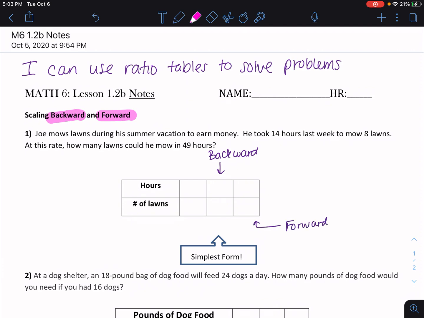And then you can see that it says here that this right here should be simplest form. So we are going to be using greatest common factor to simplify the ratio to its simplest form.